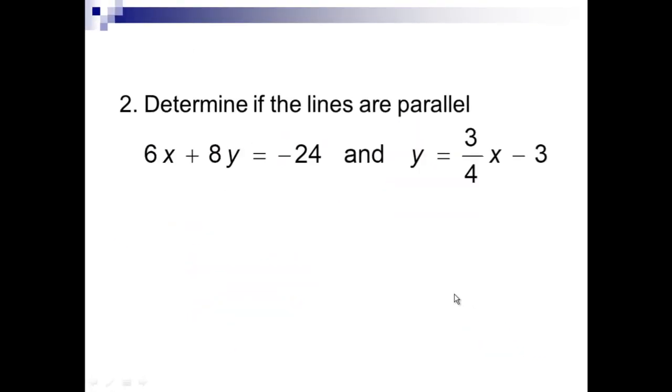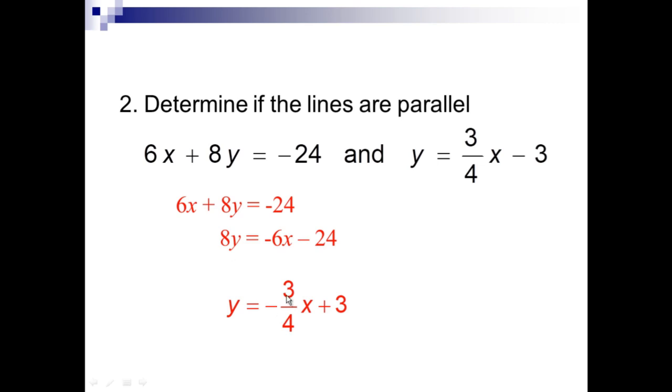Number 2. Determine if the lines are parallel. From the first equation, after we change the form of the equation to y equals -3/4 x plus 3, we know that the gradient is -3/4. From the second equation, we know that the gradient is 3/4. Because gradient 1 and gradient 2 are not the same, both lines are not parallel.